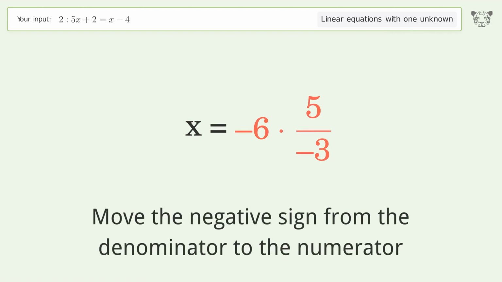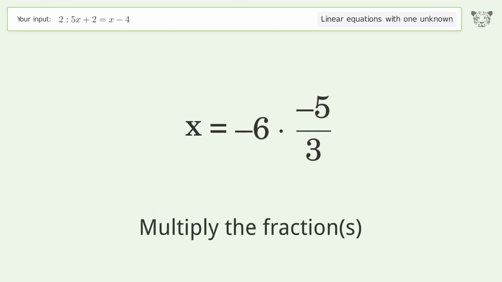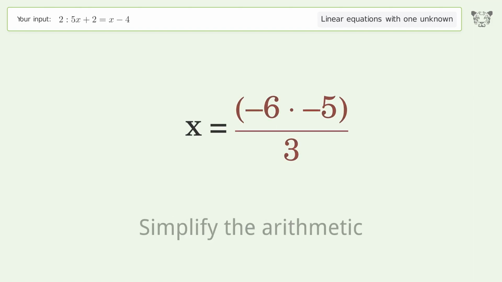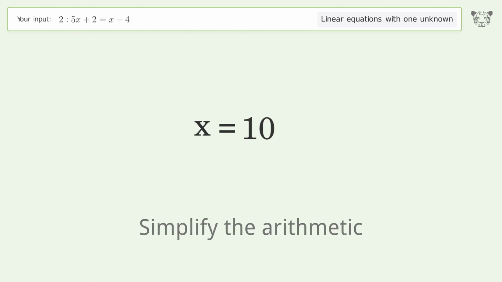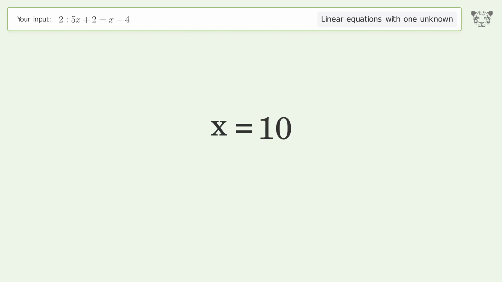Move the negative sign from the denominator to the numerator. Multiply the fractions. Simplify the arithmetic. And so the final result is x equals 10.